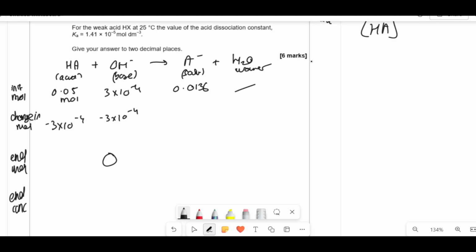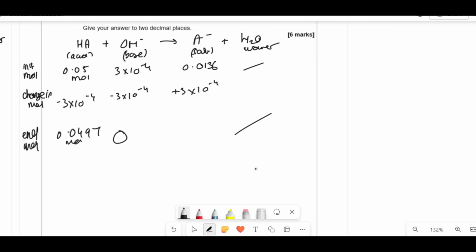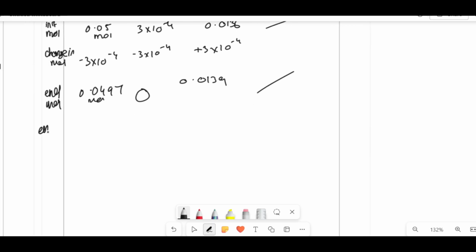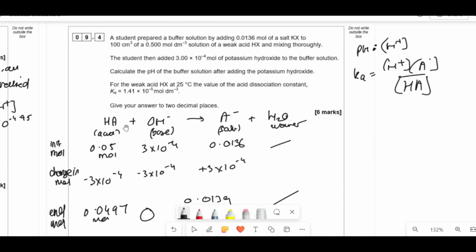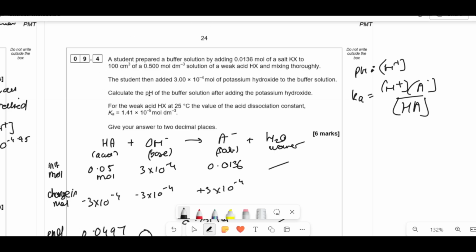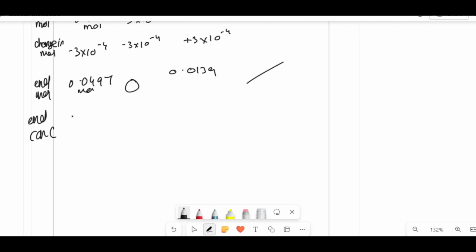I don't really care about water. It's not in the Ka equation. So that means the moles here, sorry, I made a mistake in my calculation, is 0.0139. Now we need to work out the end concentrations. The volume they've told us is 100 centimeters cubed. They've not added any extra fluid or any water to this. So that means it's going to be 0.0497 divided by 100 over 1,000. And then the same for this. And you'll end up with an end concentration of 0.497 for this and then 0.139 for this.